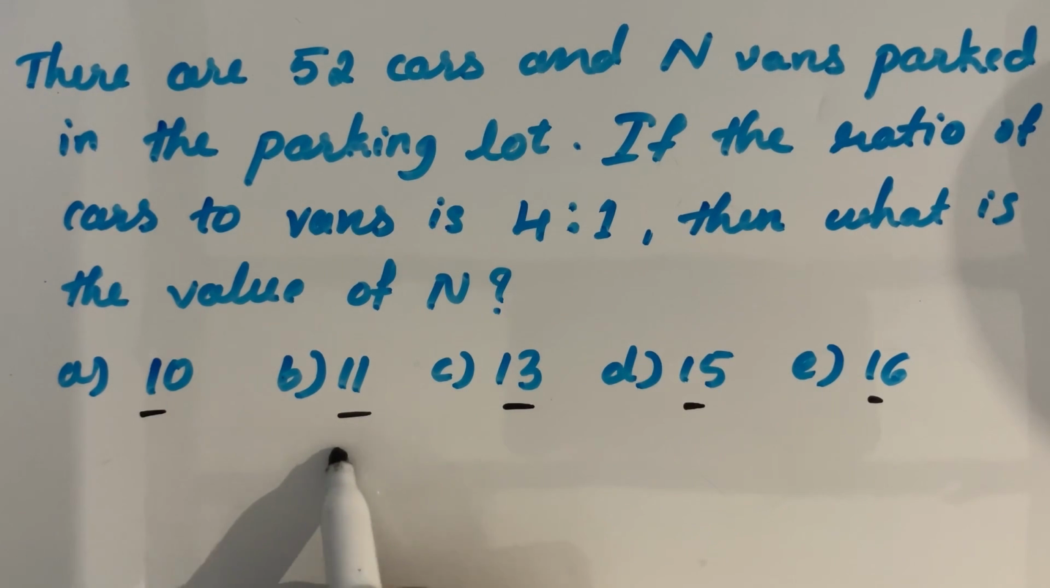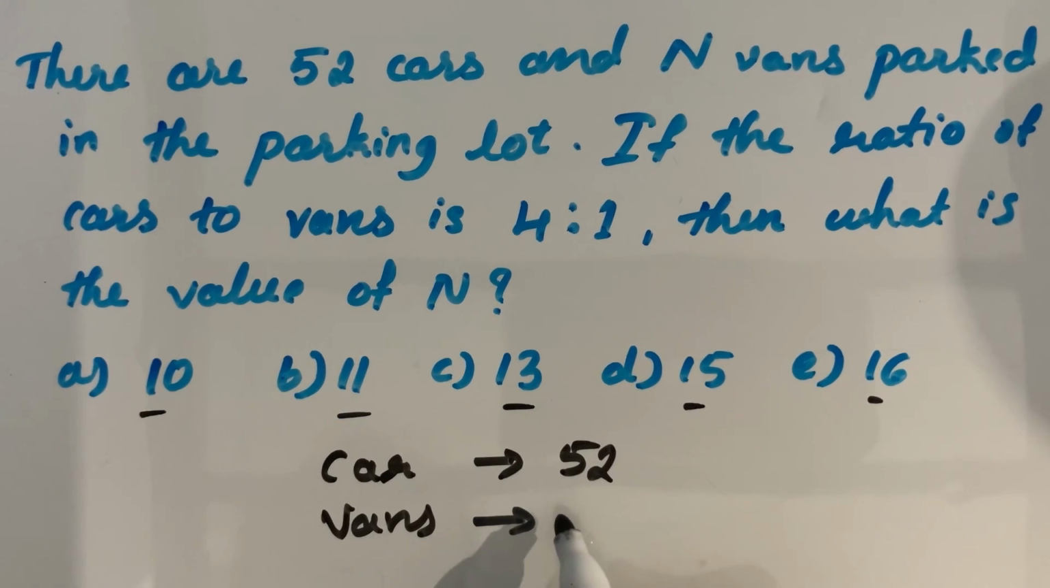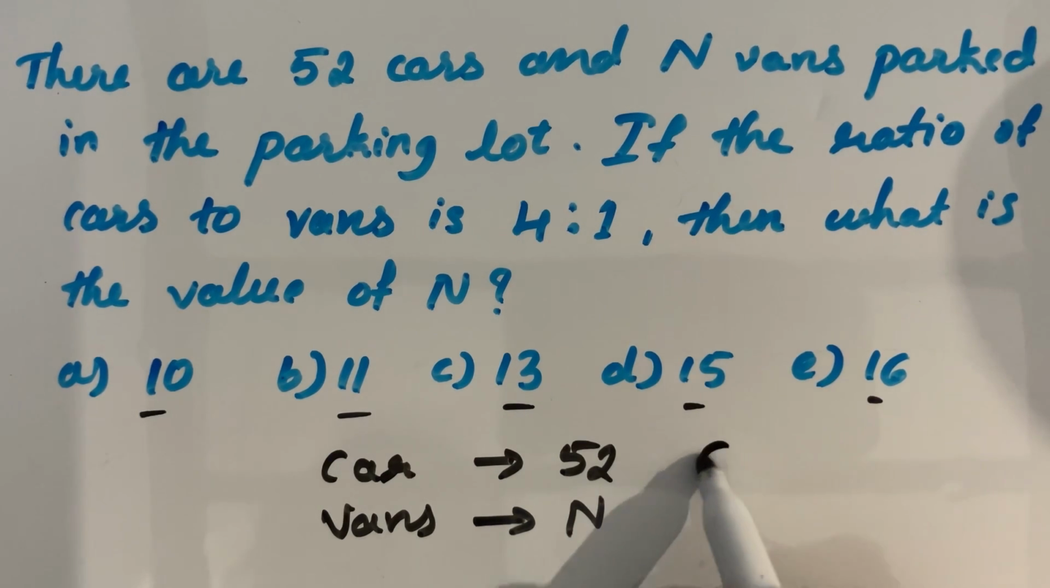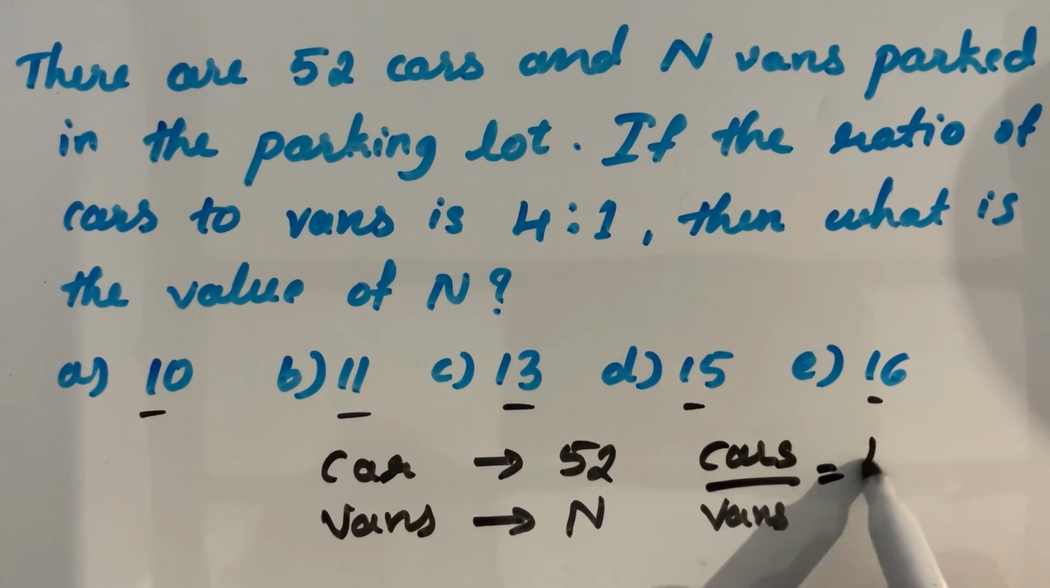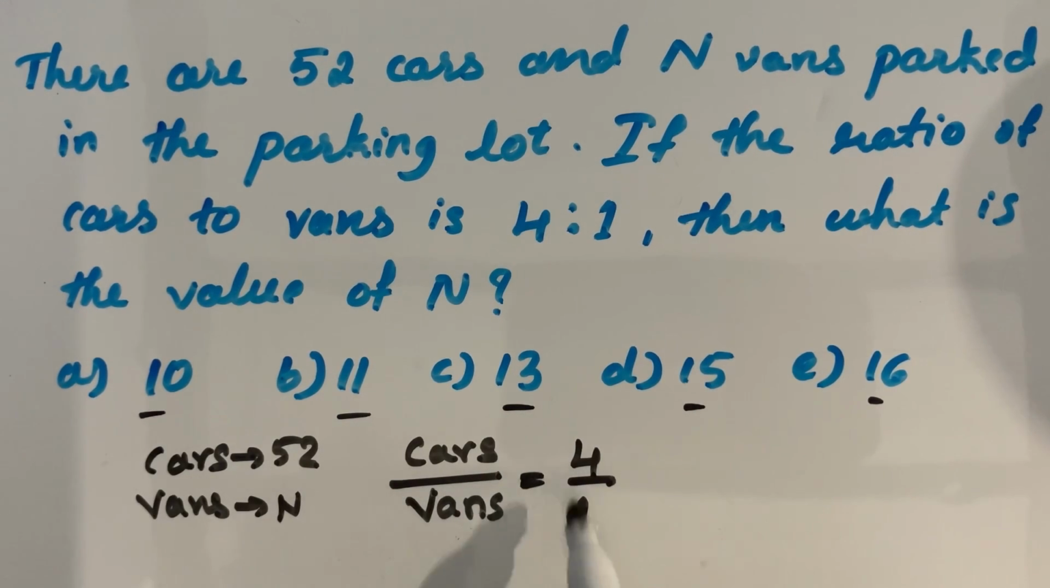52 cars and n vans, and a number of vans we don't know. We have to find out the value of n. How many vans? Cars to vans ratio is equal to 4 to 1. 4 over 1. Ratio 4 to 1 means they are in the simplest form of 52 and n.